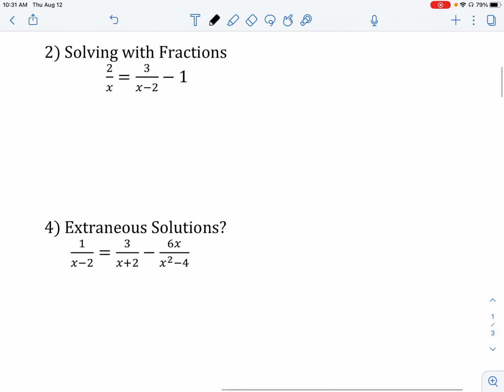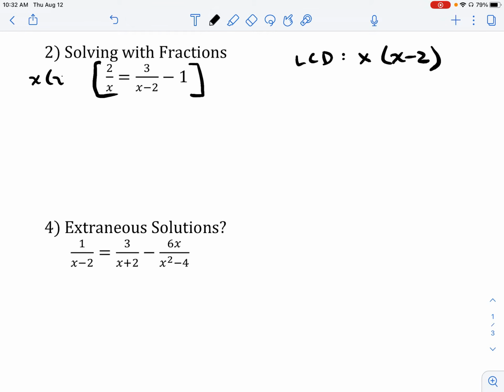For number 2, we're going to solve an equation that has fractions, specifically where the variable is in the denominator. There are a number of different ways that you could go about doing this. And one thing that I might propose here is to actually solve this by multiplying both sides by the least common denominator. In this case, that would be the product of the two denominators that you see there, x times x minus 2.